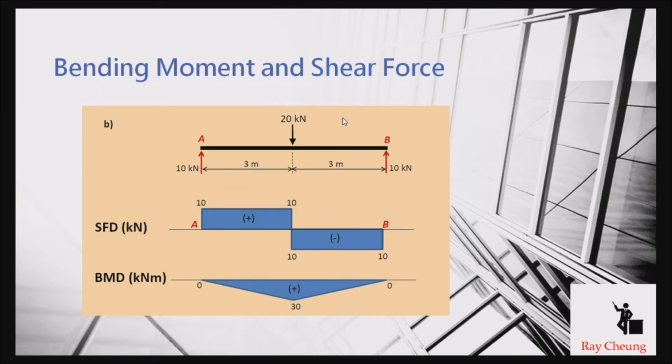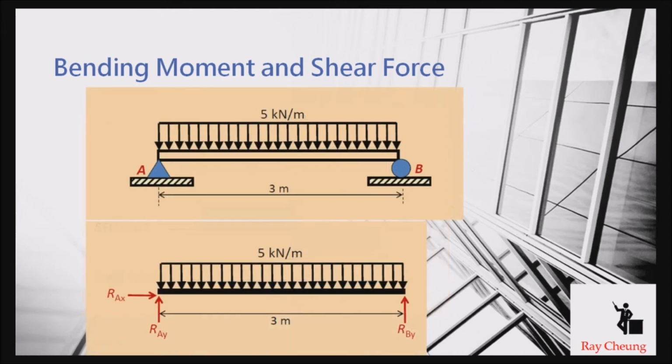For example, if this is 20, actually this is 10, and then we go 10 because we have 20 going downward, and then you will go downward to -10. And PL over 4 is the formula. P is 20, L is 6, and then you will divide it. The result is 30.